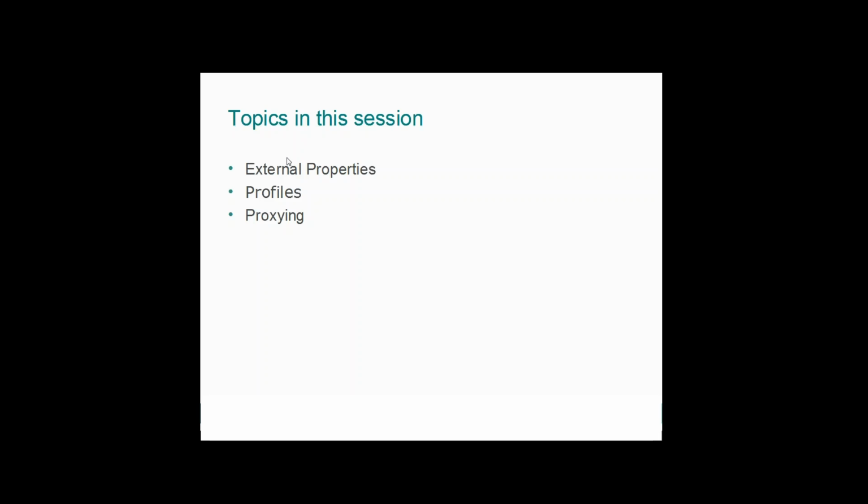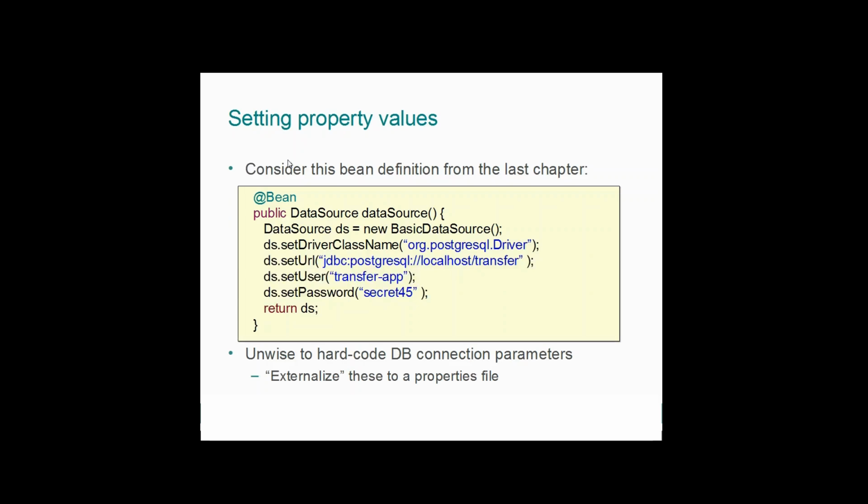If you look at this configuration, I'm creating a data source as a bean, and I've given all these details like driver class name, URL, user ID, and password. All these details are now part of my bean definition. I've hard-coded all these details in my Java configuration. Most of the time I don't want to do this hard coding inside my bean class.